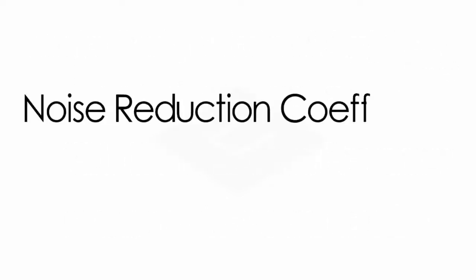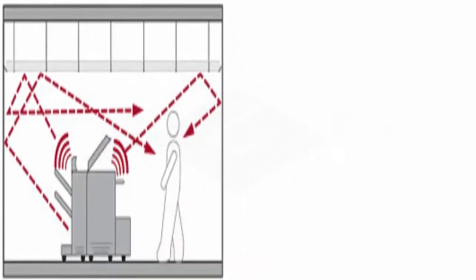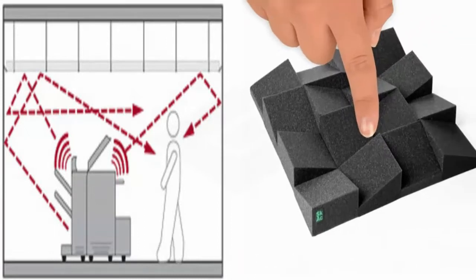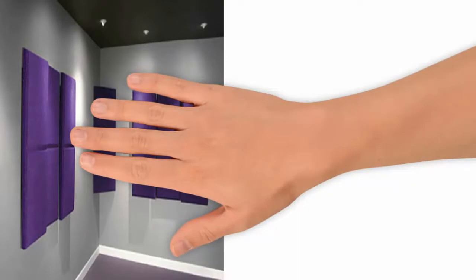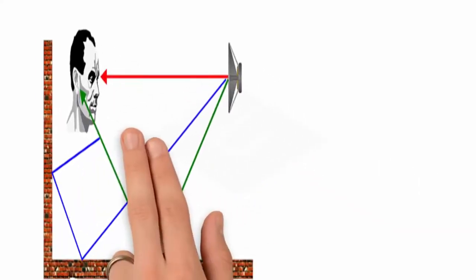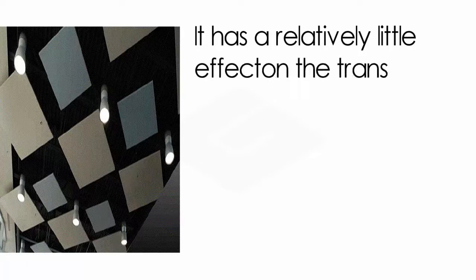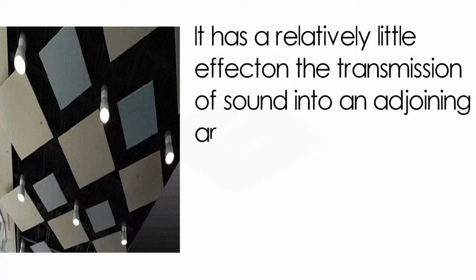Noise reduction coefficient of ceiling, NRC: the effectiveness of an absorptive material or surface as compared to a theoretically perfect absorber. A sound absorber is designed to deaden sound within a room, to eliminate the reverberation of sound and to reduce the buildup of sound within an enclosed space to provide acoustical comfort. The higher the number, the better the absorption. It has relatively little effect on the transmission of sound into an adjoining area.